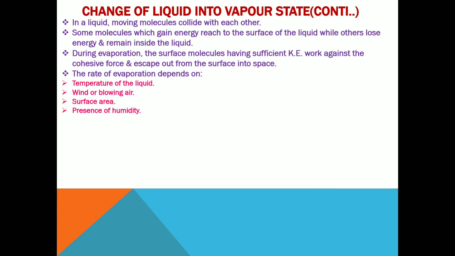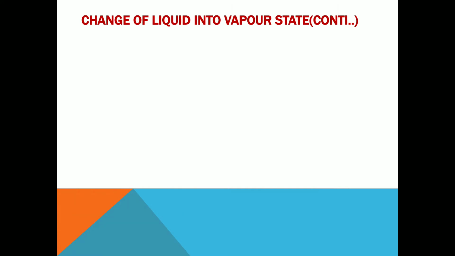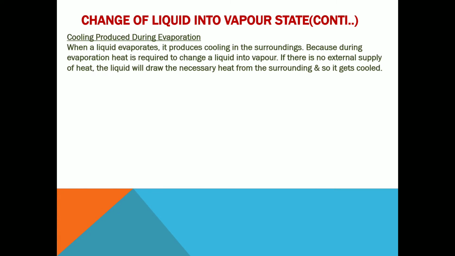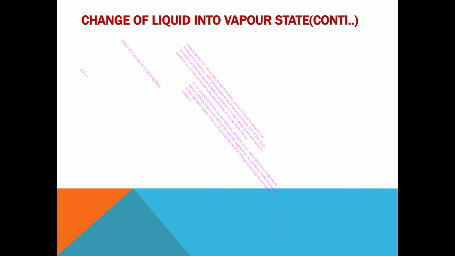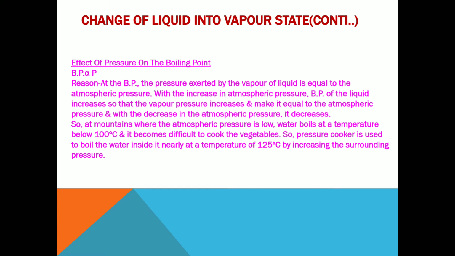the rate of evaporation depends on what? The temperature, wind, surface area, and presence of humidity. And then I came to the cooling which is produced by evaporation. Then we came to boiling. So for boiling, I'll discuss today the effects of pressure on the boiling point.